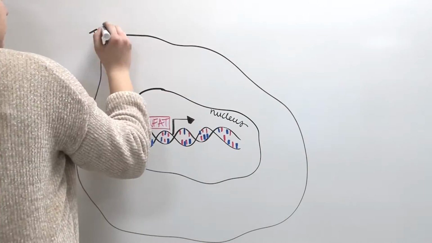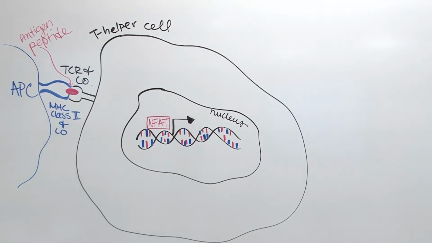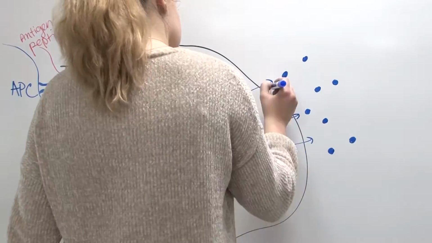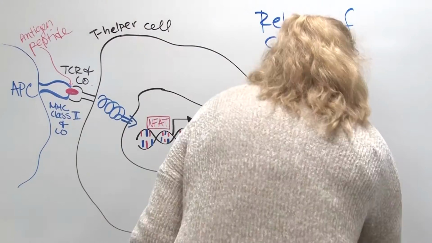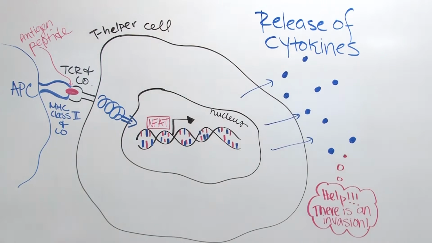So to recap, NFAT activation begins with antigen presentation and ends with NFAT binding to DNA to activate genes that produce a variety of cytokines such as IL-2, IL-4, and IFN-gamma. These cytokines play an important role in producing an adaptive immune response to fight off the invading antigen. Specifically, these cytokines help other T and B cells to proliferate and differentiate.